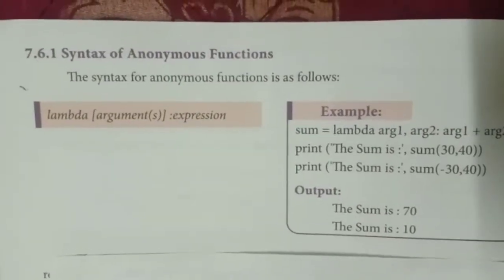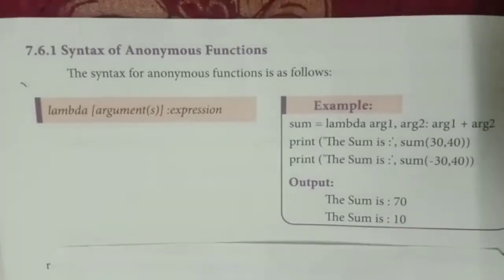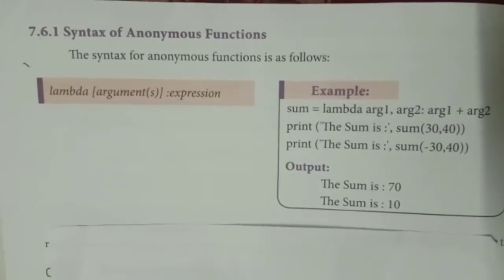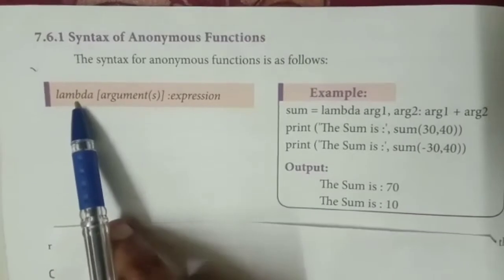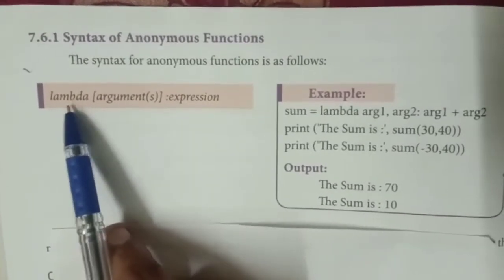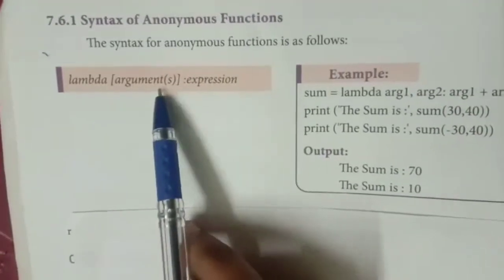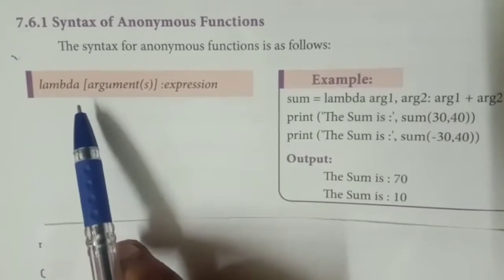Today we started with the functions part 2. First one is anonymous function. Anonymous functions are the functions which are declared without the function name. We saw what it is, and the syntax for that will be lambda. Lambda is a keyword which we use. Then we have to give the number of arguments, then expression. There should be no need of giving the function name.